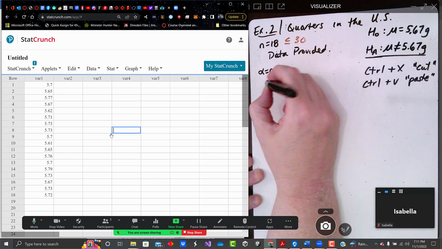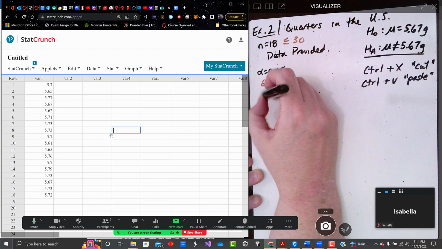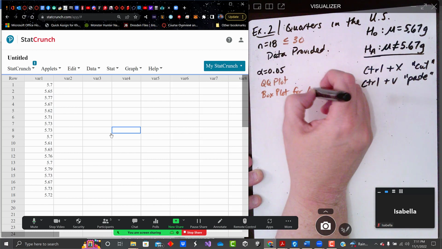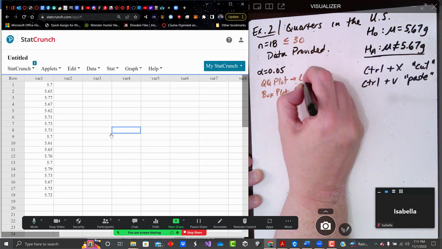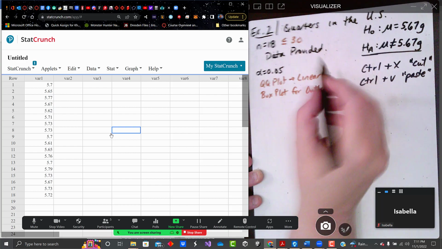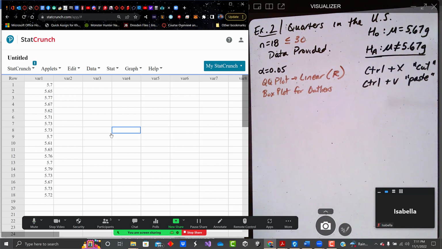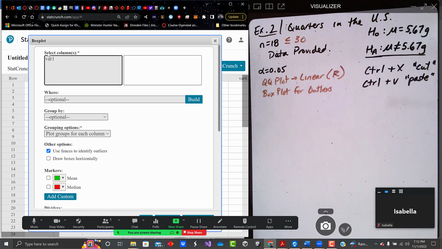So we need to check the QQ plot and the box plot. Box plot for outliers. The QQ plot, we're looking for a straight line and the correlation coefficient. If it looks straight enough, I'm not going to bother getting a table to look, because it's just more work than I want to do. Because I'm lazy. But we can check the box plot.